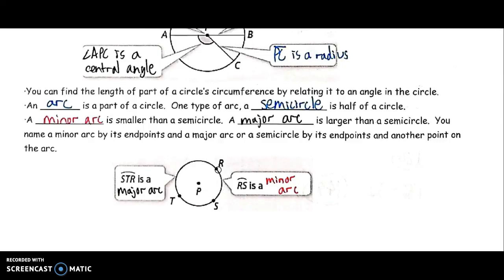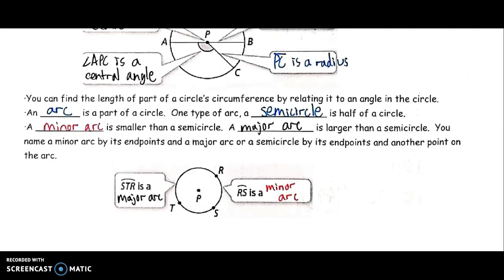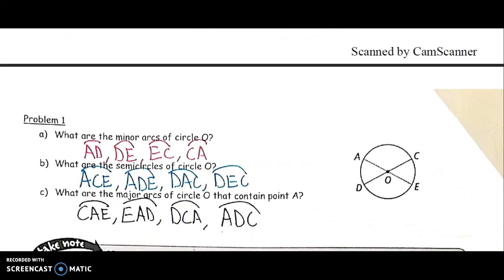STR is a major arc because you're going more than halfway around your circle. And the reasoning for the name, again, STR just means that we have to pass through T in order to get to R. If I just say RS, again, we just assume that it's a shorter distance, so that's why it's less than halfway.